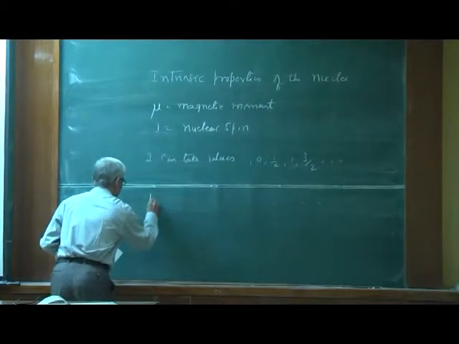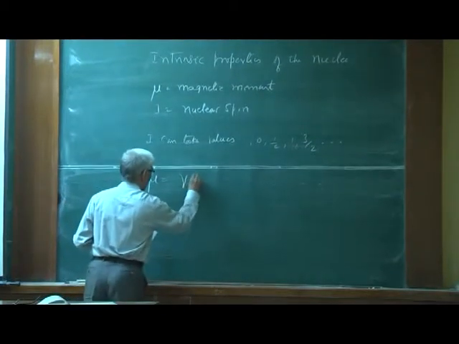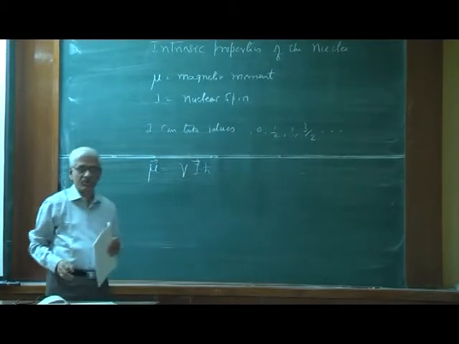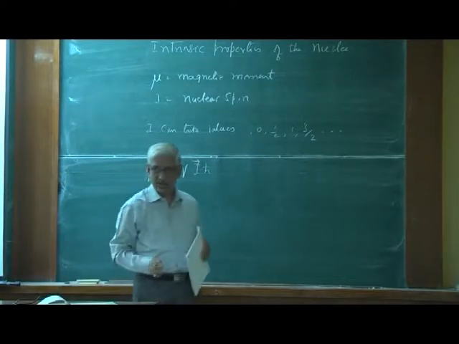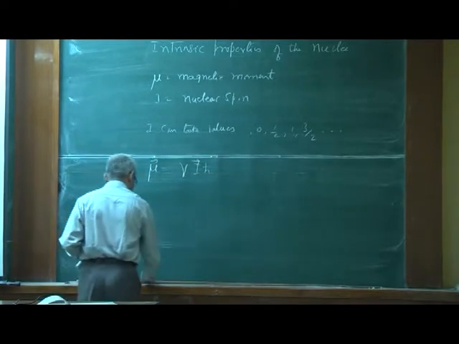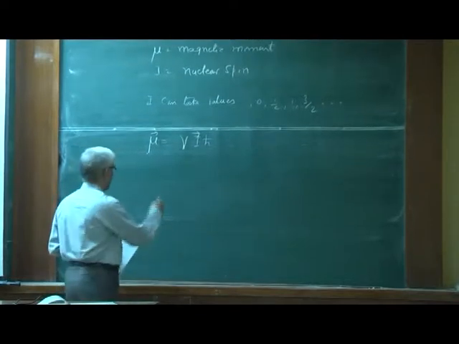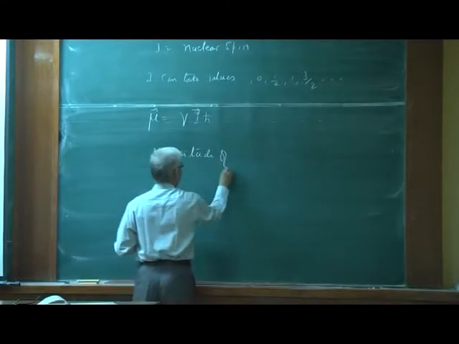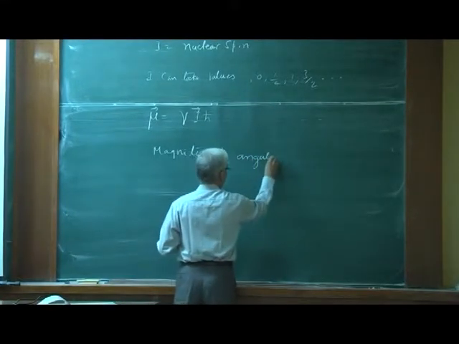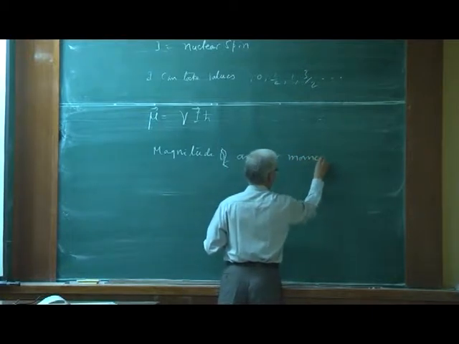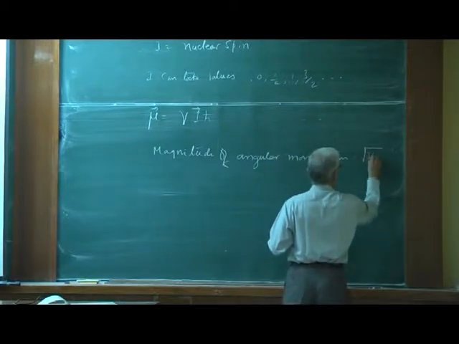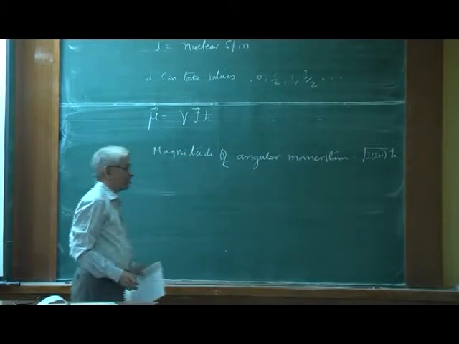The relation between nuclear magnetic moment and angular momentum vector is represented by this equation. So magnetic moment is collinear with the angular momentum. The length of this vector is the magnitude of the angular momentum, which is equal to square root of I(I + 1) times h cross.